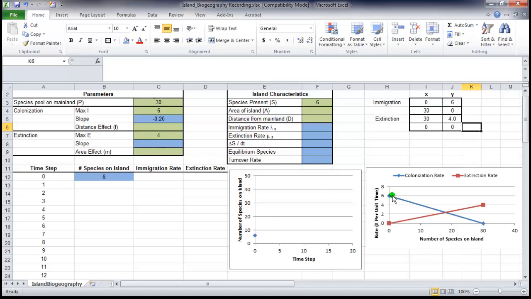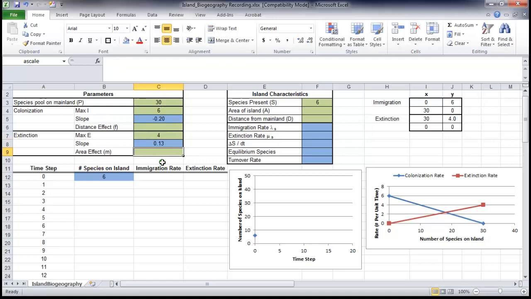Just like we were able to compute the slope for the colonization rate, we can also compute the slope for the extinction rate. Once again, we have that formula as the rise over the run. So the rise, we go up 4, and we run over 30, and that should be our slope calculation. So it's going to be cell C7 divided by the pool.